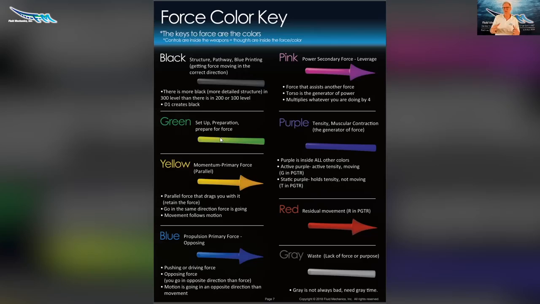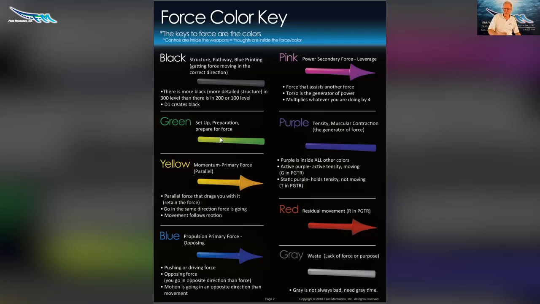Whereas A1 in freestyle might be considered, right? We call that momentum. It's yellow. And that's a parallel force, which means it's pulling you with it. So the force is going this way and you're connecting to that force and moving with it in the same direction, right? So that we say parallel force drags you with it to retain the force, right? So you go again in the same direction as the force is going, and the movement follows the motion.